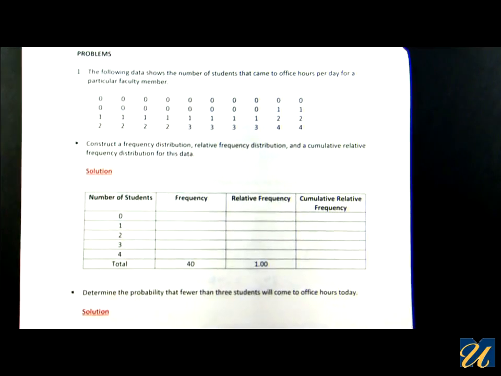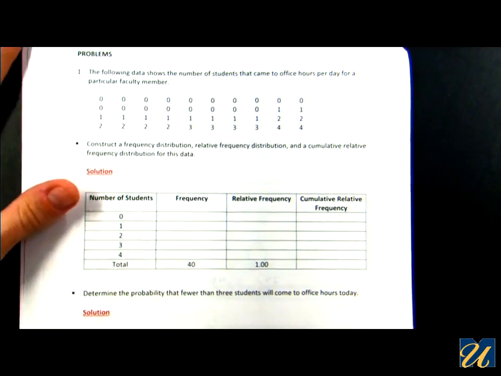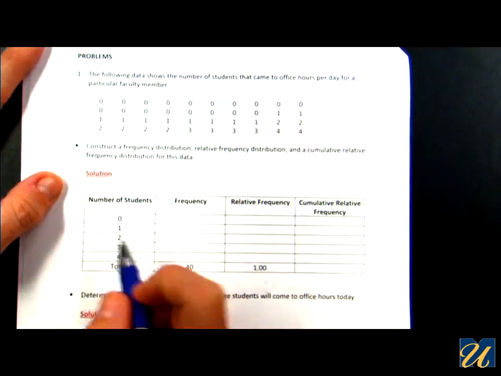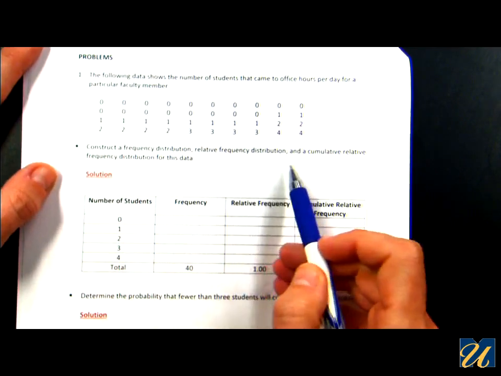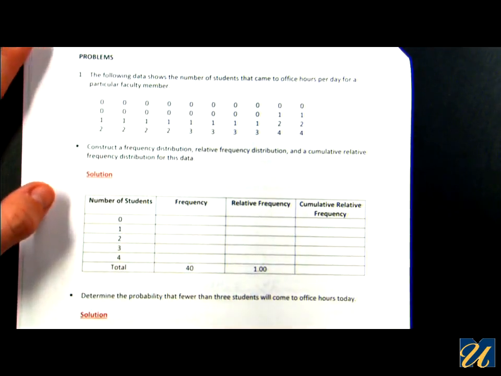Now, let's look at the problems. The following data shows the number of students that came to office hours per day for a particular faculty member. So we have the data given to us. We want to construct a frequency distribution, relative frequency distribution, and a cumulative relative frequency distribution for this data.